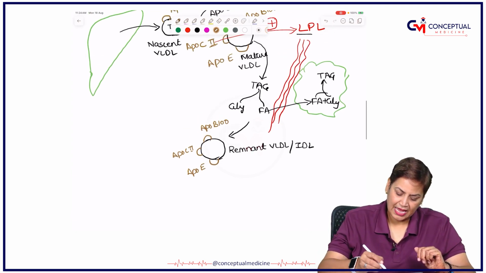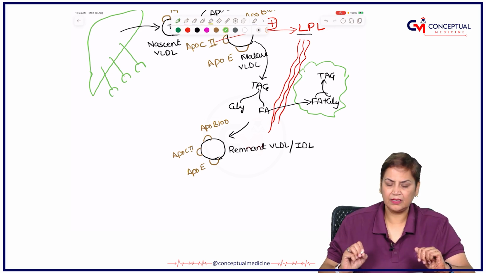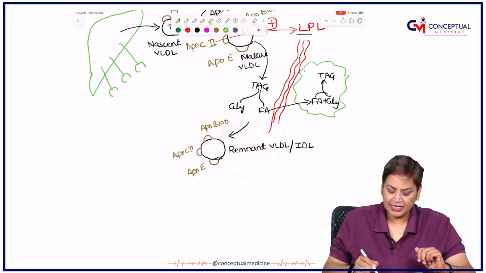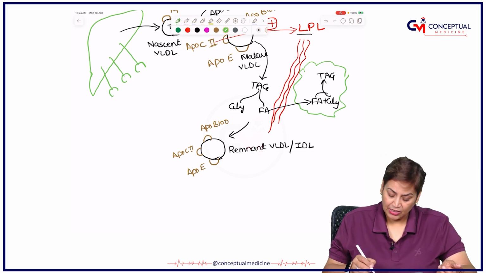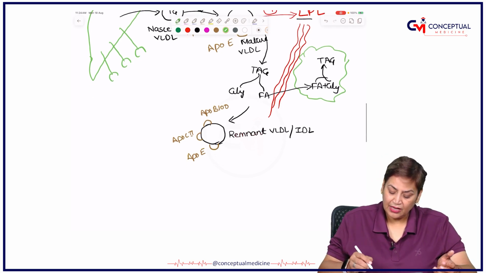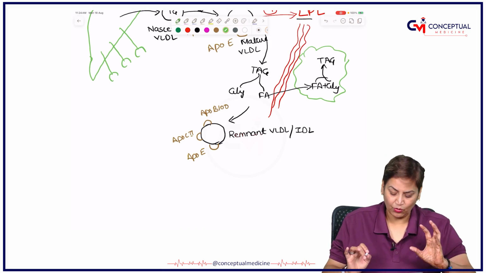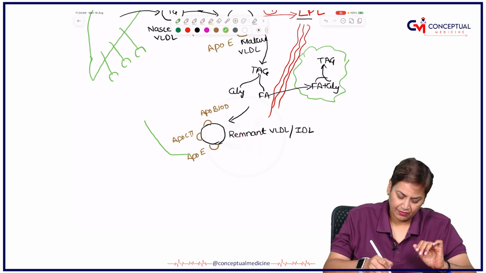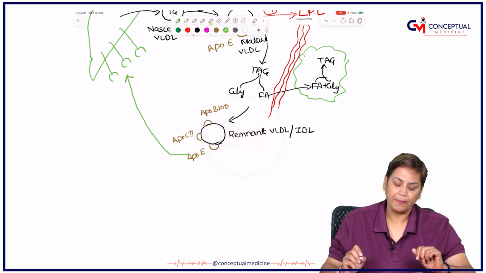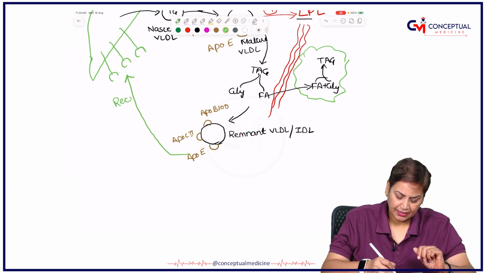Because what is there on the liver? The liver is having antenna shaped molecules like this. And Apo E is responsible for receptor mediated endocytosis. So now see, whatever is left, whatever amount of TGs are there, this remnant will be accepted here by receptor mediated endocytosis.